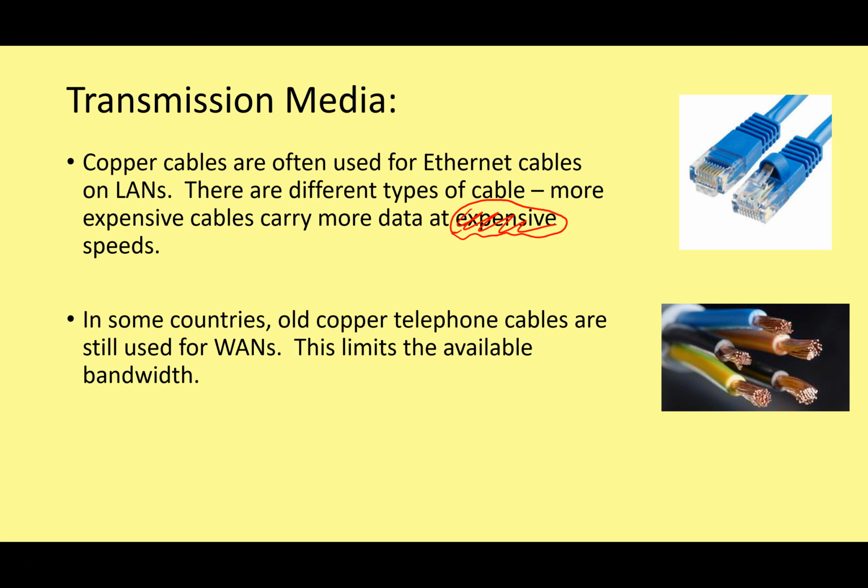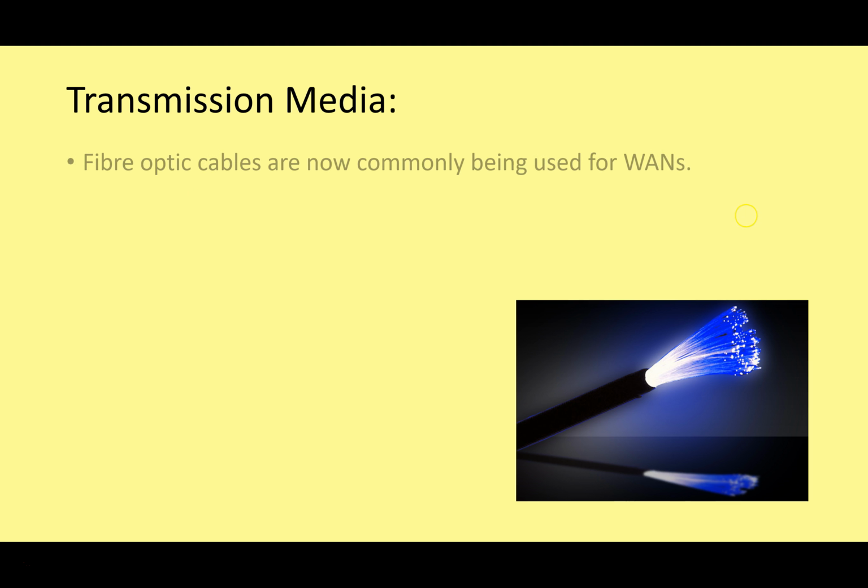In some countries, we use old copper telephone cables to connect WANs together, wide area networks. However, using copper cable like this for a wide area network isn't a very good idea. These are designed for voice telephone calls. They have very limited bandwidth when it comes to sending and receiving internet data.